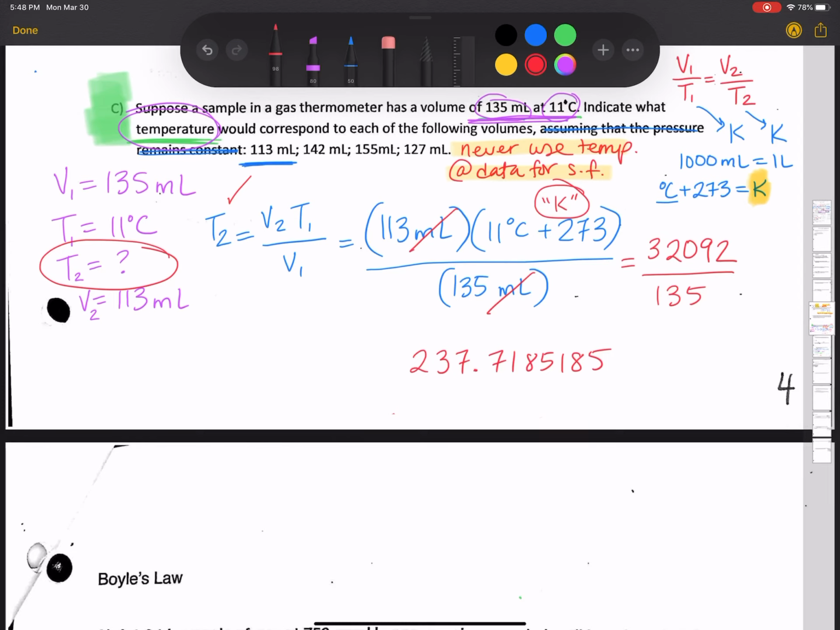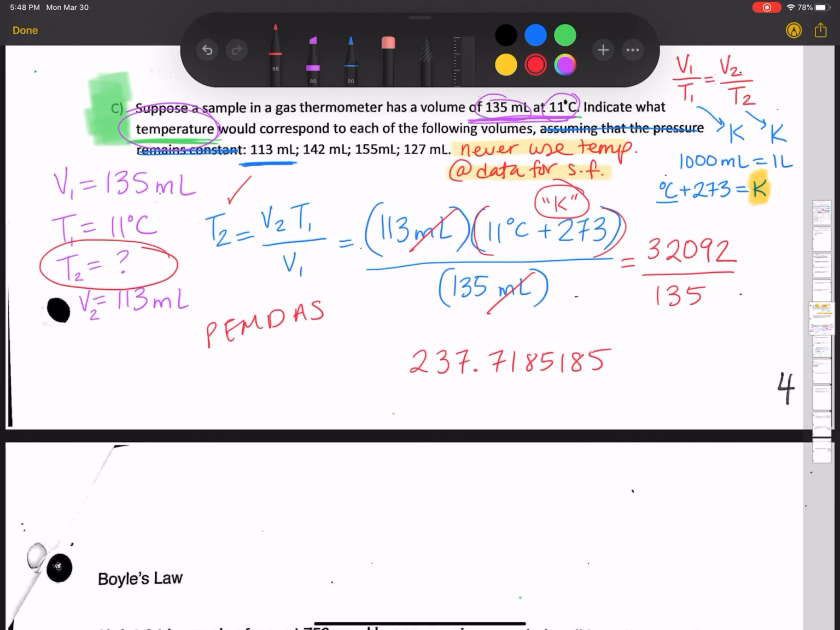Remember, you need to always follow your rules of algebra. You want to always follow PEMDAS. So we have to do our addition first. We have to add 11 to 273 because this is really my operation in my parentheses before I can then take that value and multiply it to 113. My last step will then be to divide. So once I take my numerator divided by a denominator, I get a very long decimal.